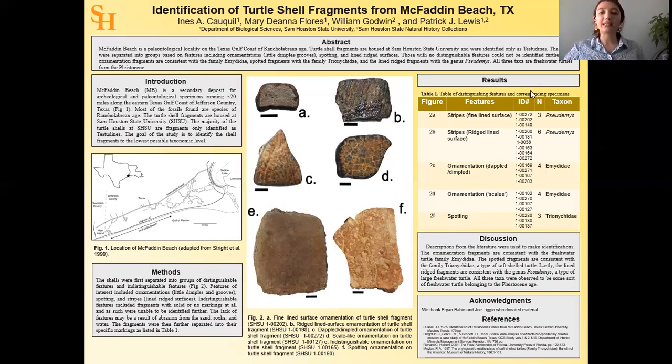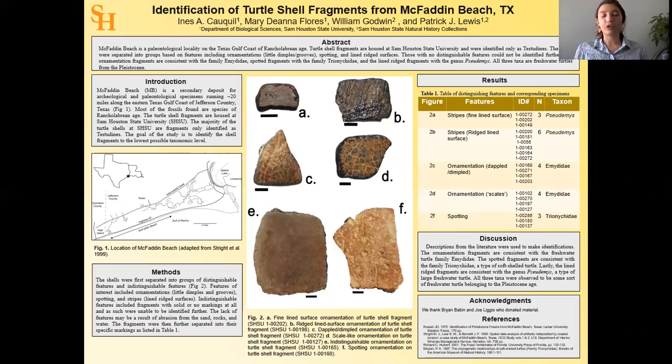If we take a look at Table 1, we can see the specific differences between the stripes and ornamentations. The stripes in A were more fine line surfaces, whereas B were more rigid line surfaces. C and D were both ornamentation as well, but they were more dappled or dimpled in C, whereas D was a more scaly appearance with circular markings. And lastly, F, which did not have any subgroupings, was just spotting along the surface of the shell.